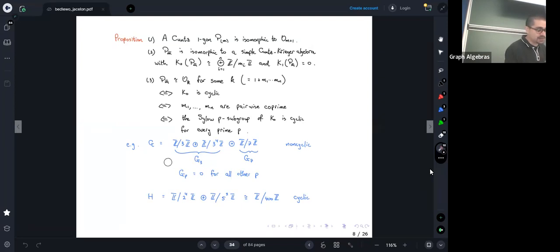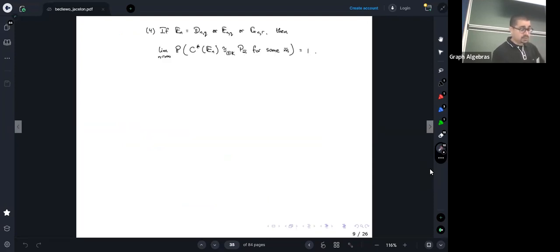Here I have this Sylow 3-subgroup, which I'll denote by G_3, and here I have this Sylow 7-subgroup. The Sylow 3-subgroup here is non-cyclic, and that means the group altogether is non-cyclic. All the other Sylow subgroups of this one are trivial. On the other hand, with this other one, I have a direct sum of two cyclic Sylow subgroups, so the result is cyclic. I can just combine them together. That was just a brief reminder about what I mean by Sylow subgroup.